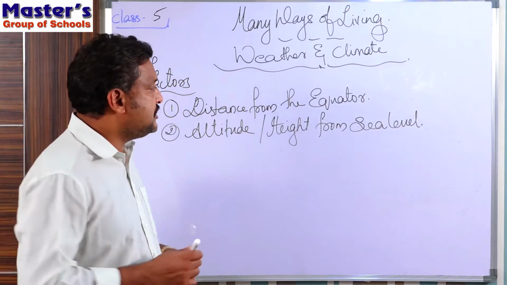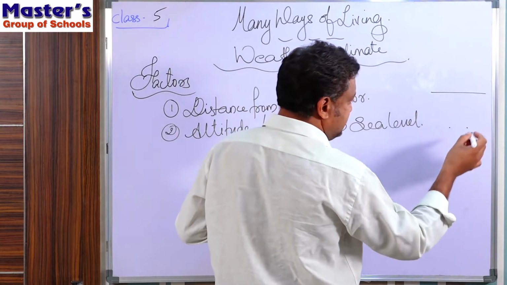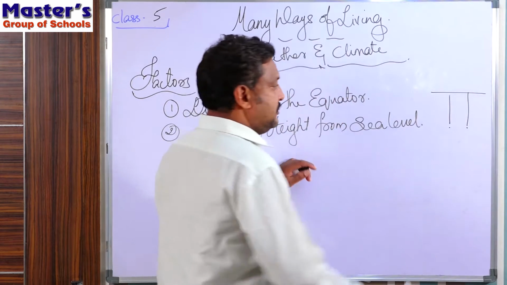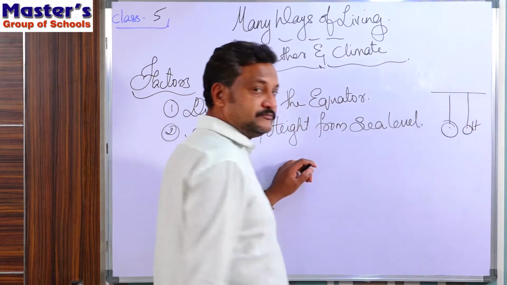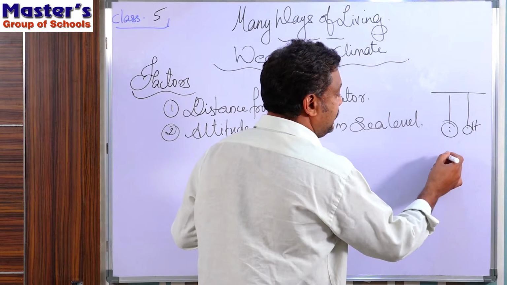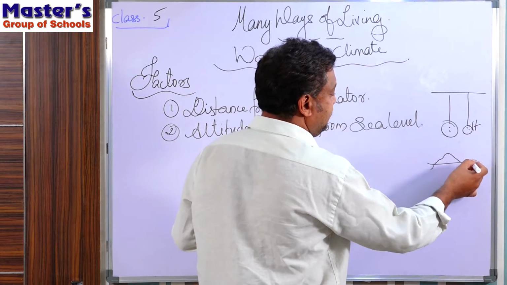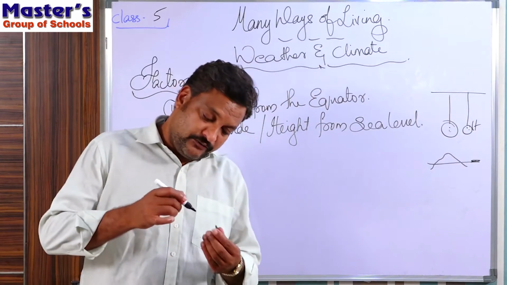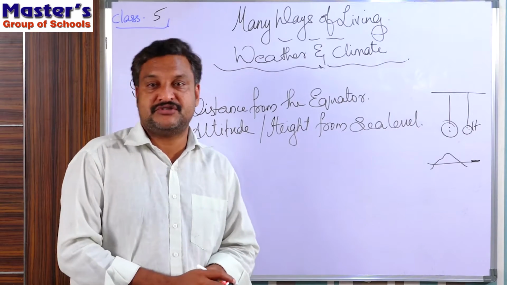For example, if this is the equator and there are two places at equal distance from the equator, one can be cooler and the second can be hotter, because one is located very high above the sea level, whereas the other can be at sea level. So based on the height of a place from the sea level, the weather conditions change.